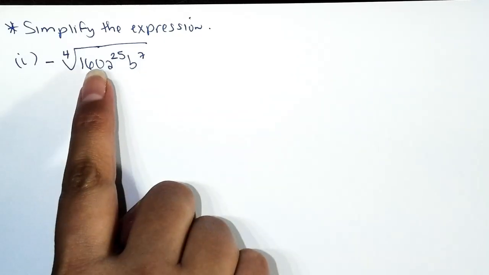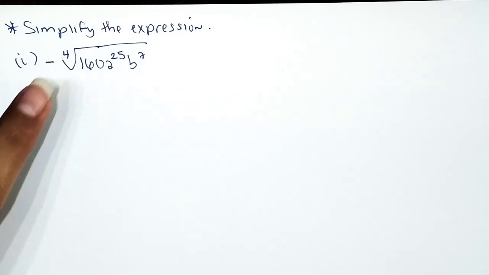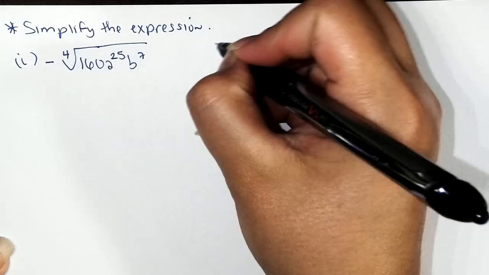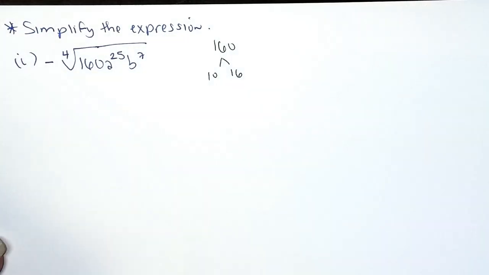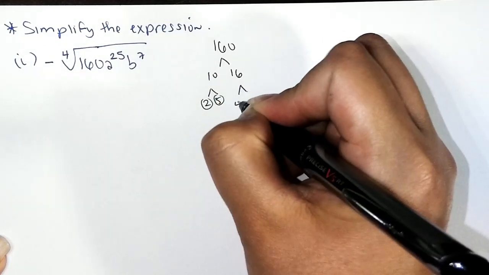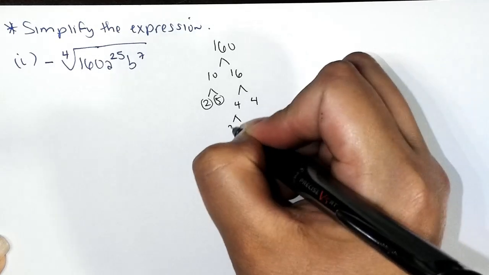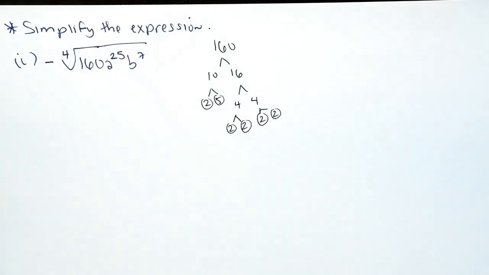Now, it would be nice if I could think of a factor of 160 that's a power of 4, but it's just not going to happen for me. So I'm going to write 160 as a product of prime factors and then make my groups of 4. 160 ends in 0, so I know that 10 is a factor, so I'll do 10 times 16. We branch out 10, that's 2 times 5. We branch out 16, that's 4 times 4. We branch out 4, 2 times 2, and then another 2 times 2.